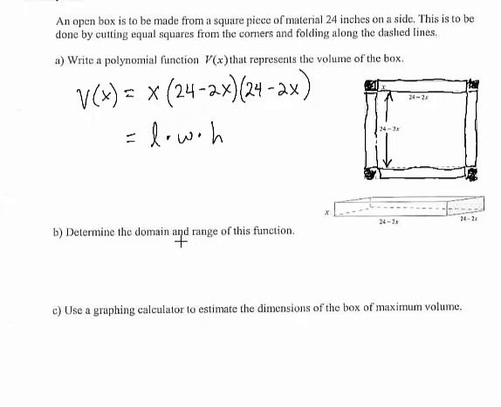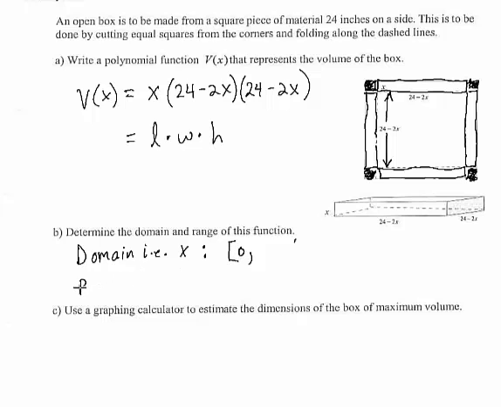Part B wants us to determine the domain and range of the function. So, in terms of the domain, which refers to x, we would say that our domain starts at 0. If we don't cut any squares off of the corners, then we really don't have a box. So we could say that the volume of our box is 0. So that sets the limit for the domain.